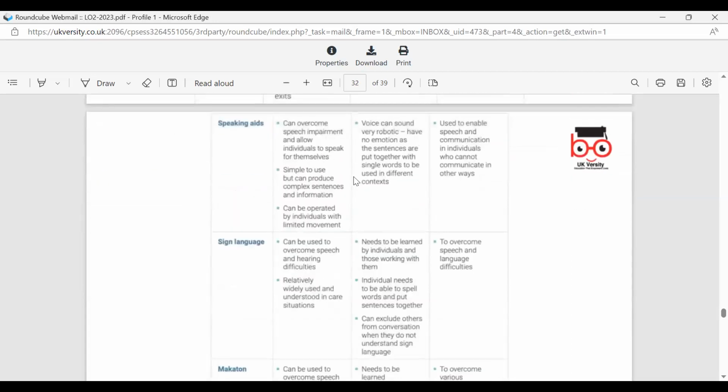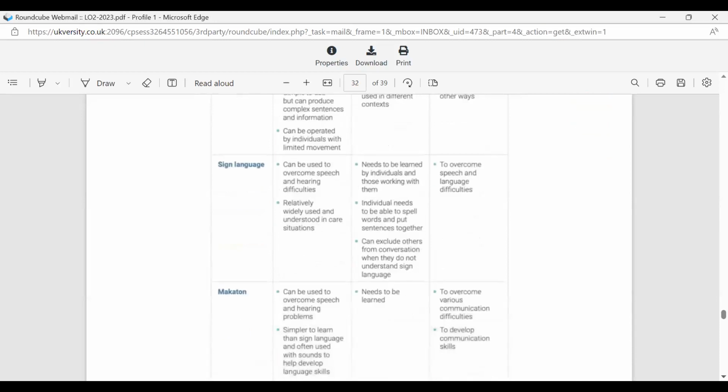Speaking aids, advantages are that it can overcome speech impairment and allow individuals to speak for themselves. It's simple to use, but can produce complex sentences and information, and it can be operated by individuals with limited movement. The speaking aids, a disadvantage is that the voice can sound very robotic. They have no emotion, as the sentences are put together with single words to be used in different contexts. And it's used to enable speech and communication in individuals who cannot communicate in other ways.